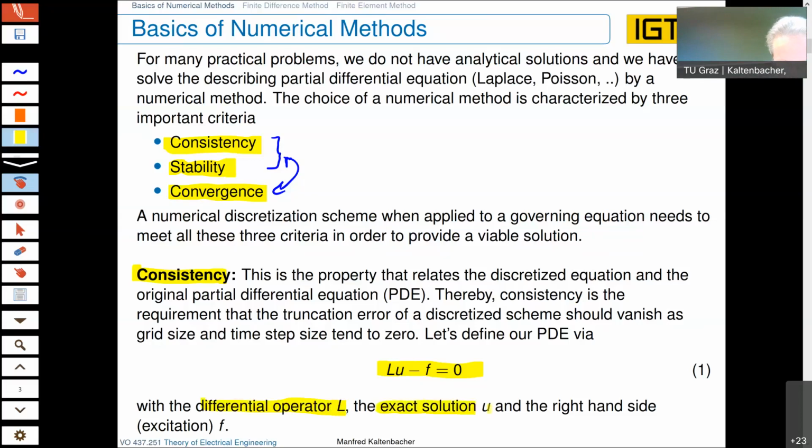U, in our case, we are still on the continuous level. I will always speak on the continuous level, where we have our analytical partial differential equation, and the discrete level where we already have applied our discretization method, our numerical method, like finite difference or finite element. So U should be the exact solution, and clearly we have a right-hand side, RHS as you call it. This is for us the excitation. That could be, for example, the charge density we have within our computational domain.